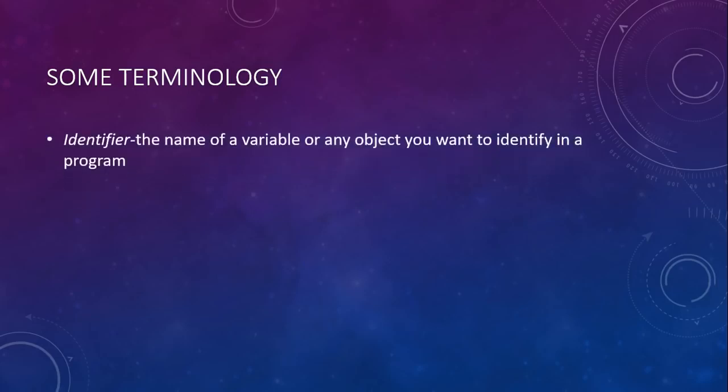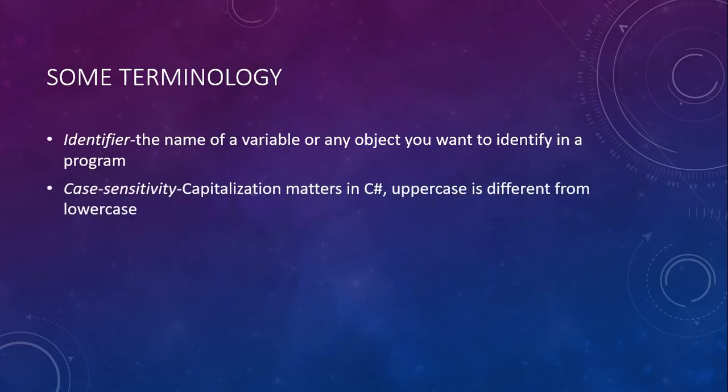The first one is identifier. This is the name of a variable or any object you want to identify within a program. Our next term is what is known as case sensitivity. Capitalization matters in C#. Uppercase is different from lowercase.